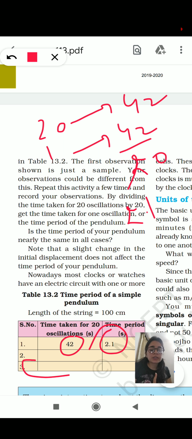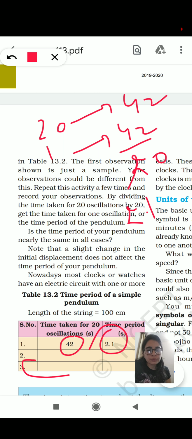Then we have studied time period. Now what is one oscillation? Time taken to complete one complete oscillation, like from extreme to extreme position, and from mean to mean, is called an oscillation. And what is time period? Time taken by the pendulum to complete one oscillation.